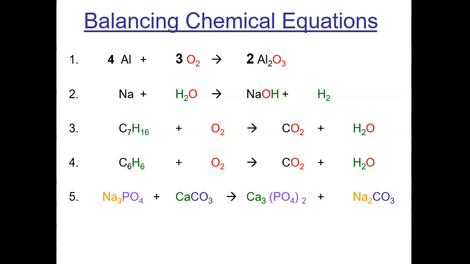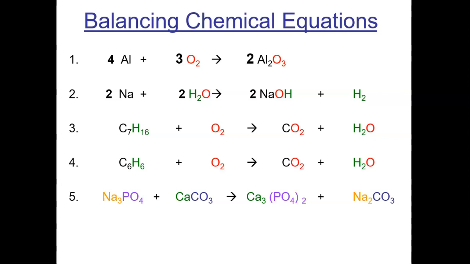Now, when I look at this, I would say, okay, I know because I have H2O on the reactant side that I have to have an even number of hydrogens on the product side. So I'm going to go ahead and start by putting a 2 in front of sodium hydroxide to give me an even number of hydrogens. So now I have 4 hydrogens on the product side. So I can balance hydrogen by putting a 2 in front of water. That gives me 2 oxygens on each side, and then I need a 2 in front of sodium to balance that.